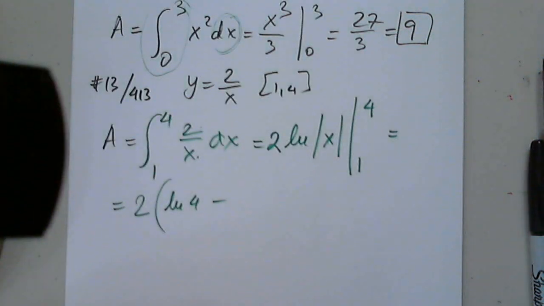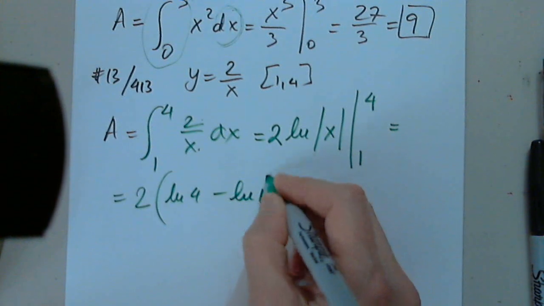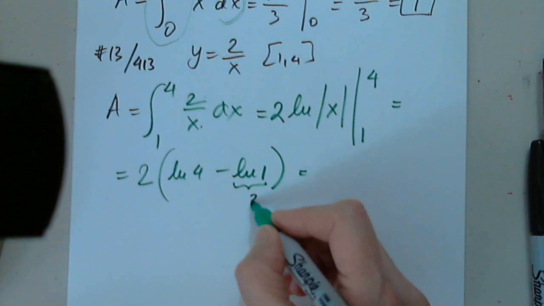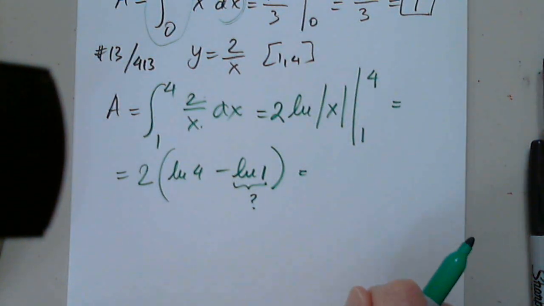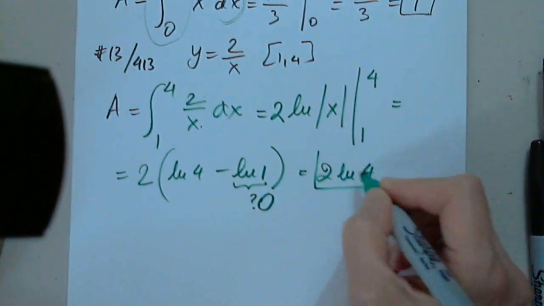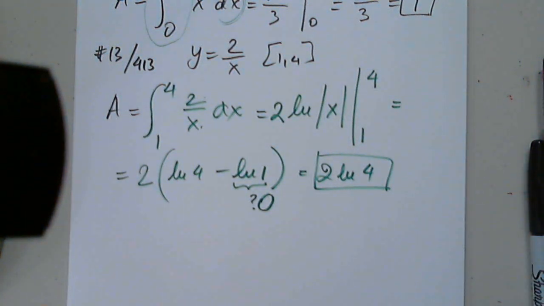Okay? Good. So when I plug in 1, what do I get? How much is this? Log in any base of 1. Anyone? 0. Yes. So the answer is 2 natural log 4. Any questions on this before we move on?